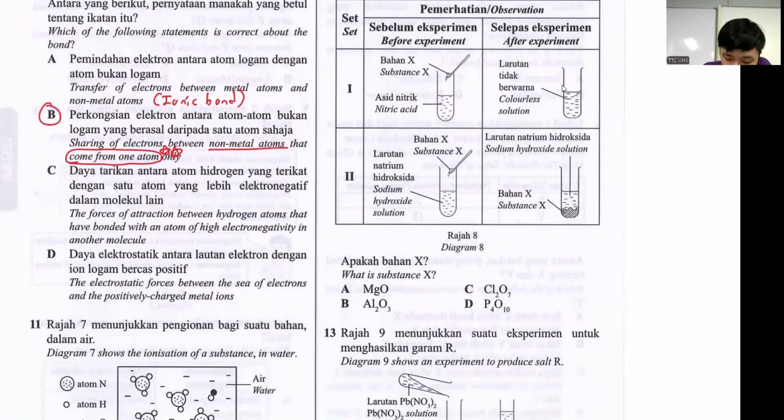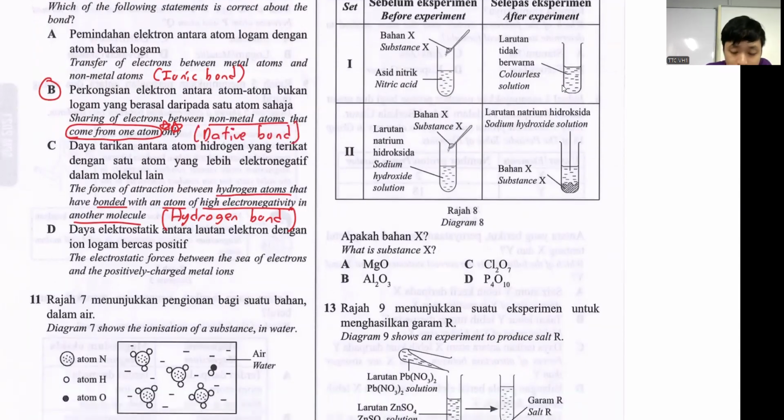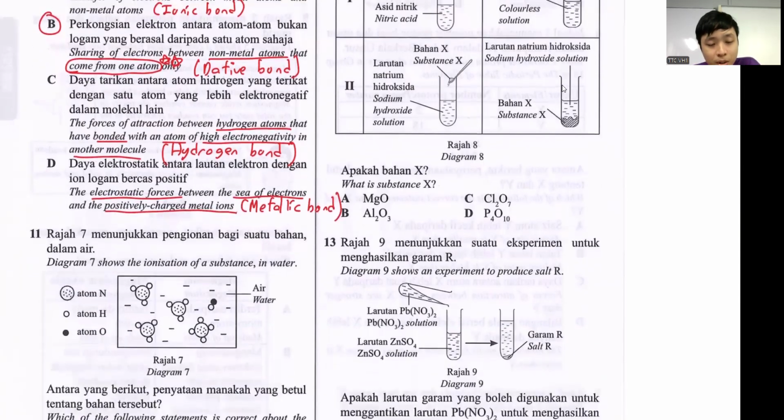C, hydrogen atoms bonded with an atom of high electronegativity in another molecule: this is hydrogen bond. D is a sea of electrons and positively charged metal ions forming electrostatic force: this is metallic bond. So the correct answer is B.